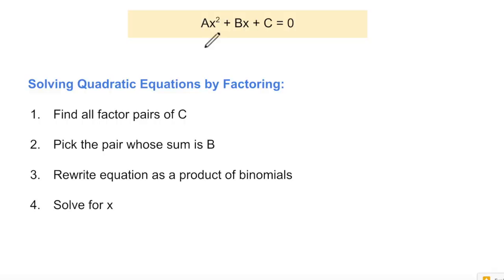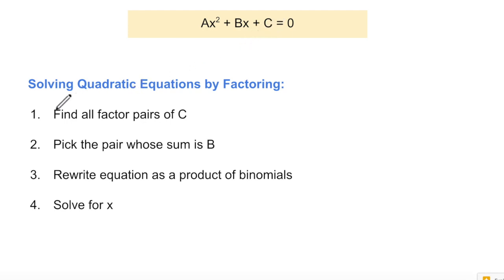In this video, we're going to learn to use the factoring method to solve quadratic equations. The standard form for our quadratic equation is ax squared plus bx plus c equals 0. So we have a, b, and c here, where a is the coefficient of x squared, b is the coefficient of x, and c is the constant.